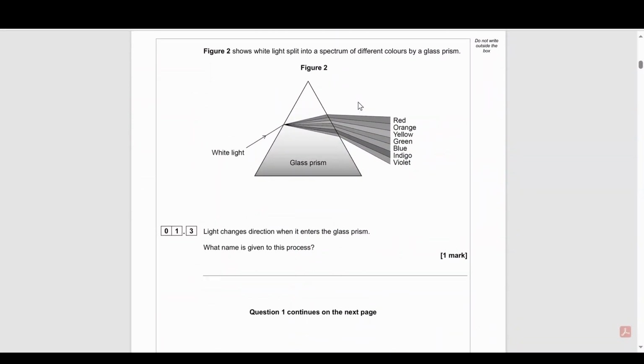Figure 2 shows white light split into a spectrum of different colors by a glass prism. 1.3. Light changes direction when it enters the glass prism. What name is given to this process? Well, we've got light, which again is a wave. And right now it is in air. When it enters the glass prism, of course it's glass, these are different media.